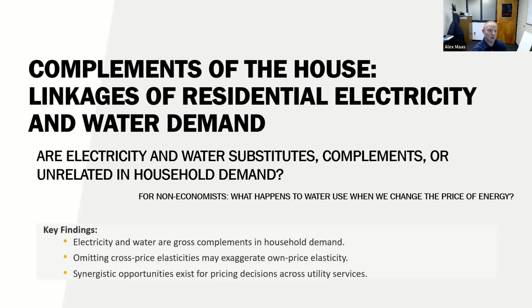The next paper we wanted to look at, or the next phenomenon we wanted to look at, was the interaction of electricity and water in the home. And so in econ jargon, what we'd say is: are electricity and water substitutes, complements, or unrelated goods? What that actually means is, what happens to water use when we change the price of energy? Right? If electricity goes up, do we see water use go up or down?